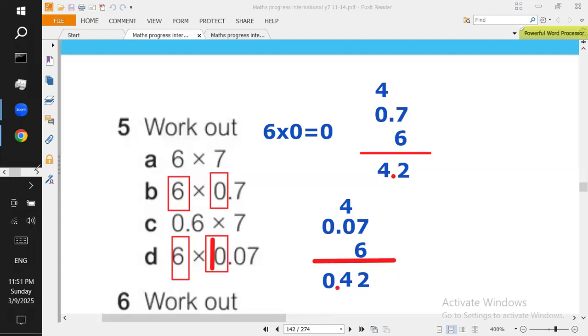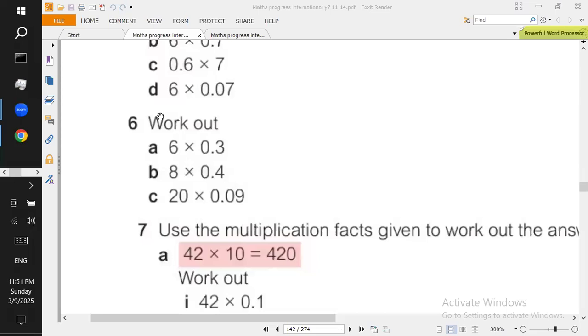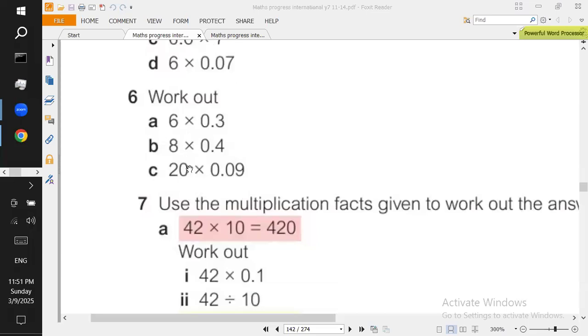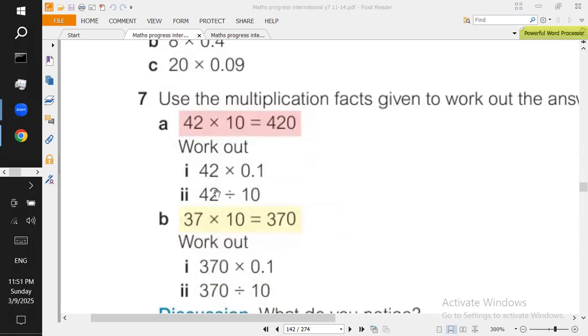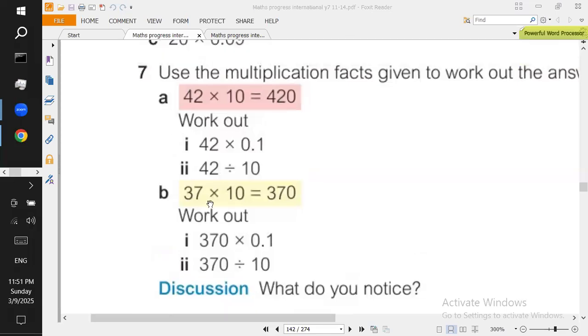Now let's move on to the next question. So multiplying decimals is done. Same idea with all of them here. All of them have the same ideas. Multiplying decimals is easy. Now let's come to dividing numbers, like 42 divided by 10.